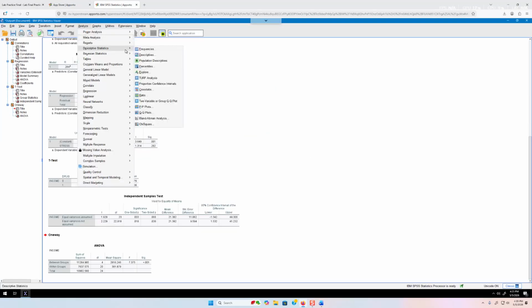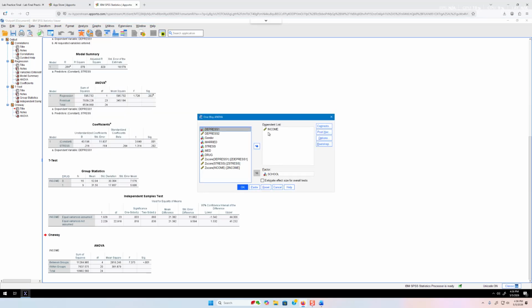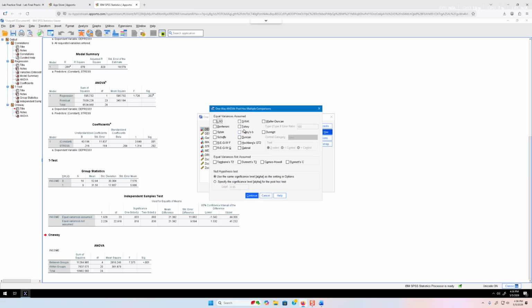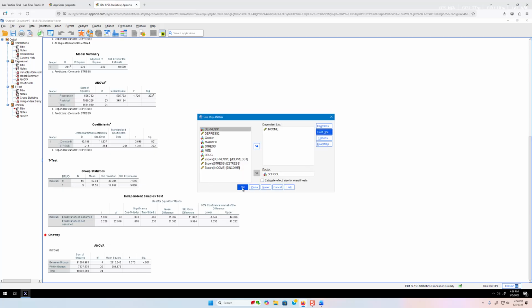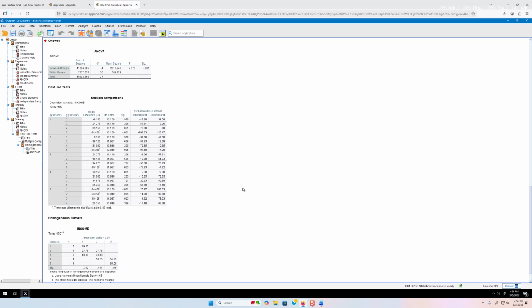We're going to run that ANOVA again: analyze, compare means, one-way ANOVA. We're going to leave this alone, but we're going to do post hoc, and we're going to check off Tukey. Just check off Tukey and hit continue, and hit OK. And now we have our Tukey tests. Wherever you see an asterisk here, that means there's a significant difference. Wherever you don't see an asterisk, that means there's not a significant difference. So we're asking which ones are not significantly different here, so which ones don't have asterisks.